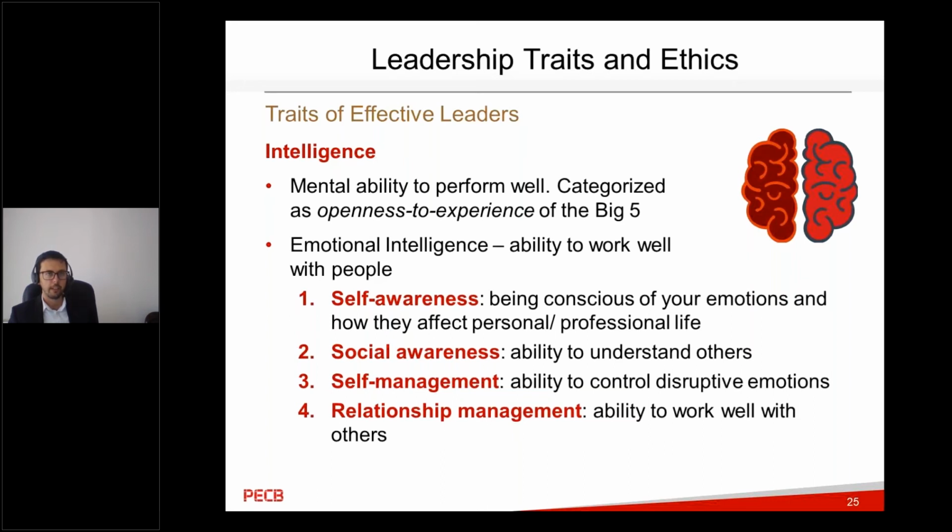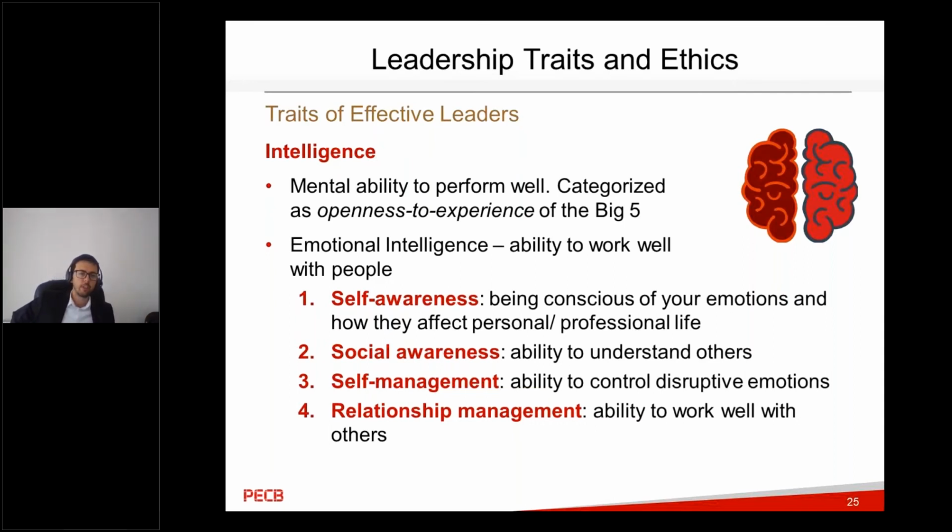Another very important trait of effective leaders is also intelligence. We have covered intelligence already, and we have talked about emotional intelligence as well. We have claimed that intelligence and emotional intelligence are not necessarily in the same domain, whereas intelligence refers to the cognitive ability to think critically, to solve problems and make decisions. It is in the domain of general mental ability.